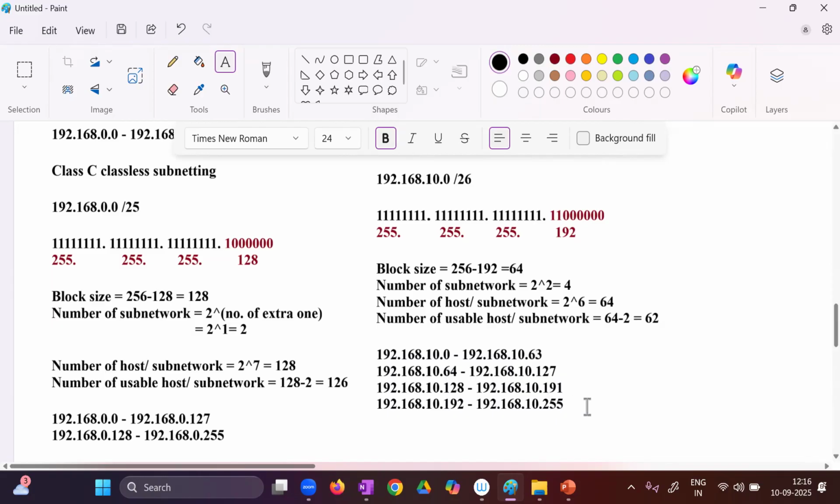Right? It means what we are doing here is, what we add, this one plus this one, we will get this. This one plus this one, we will get this. Right?